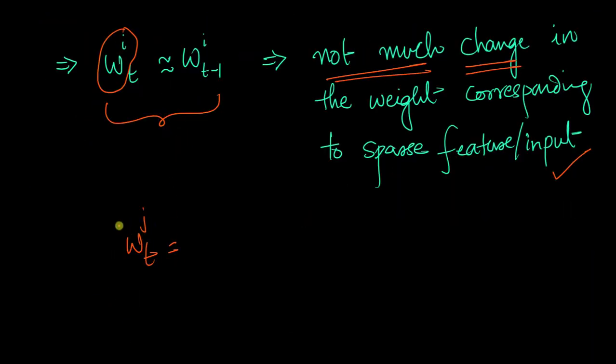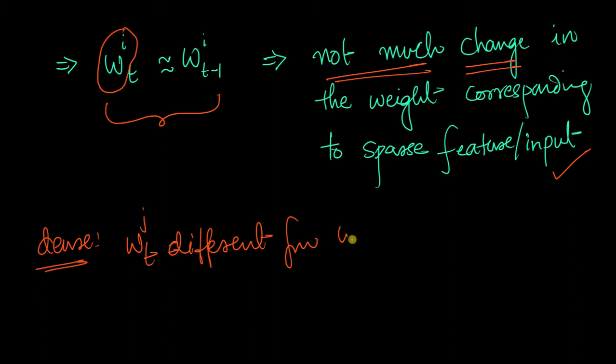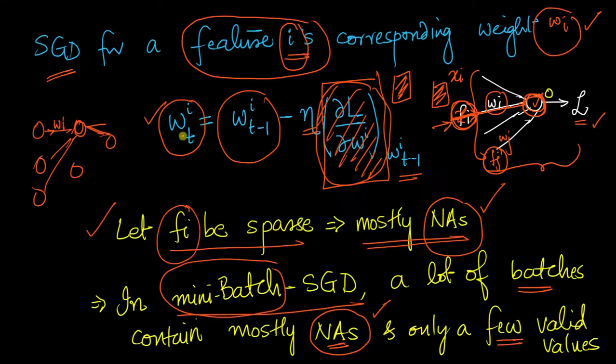So what happens if you have a dense feature? Look at this. If you have a dense feature, your w_t at j is going to be different from w_(t-1) at j, which means this is changing. Because j is a dense feature, with respect to feature j we are moving towards the minima, but with respect to feature i we are not moving much. And why is this whole thing happening? Because this number is fixed.